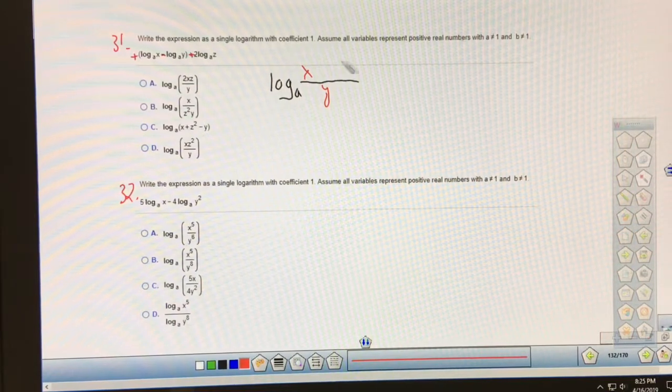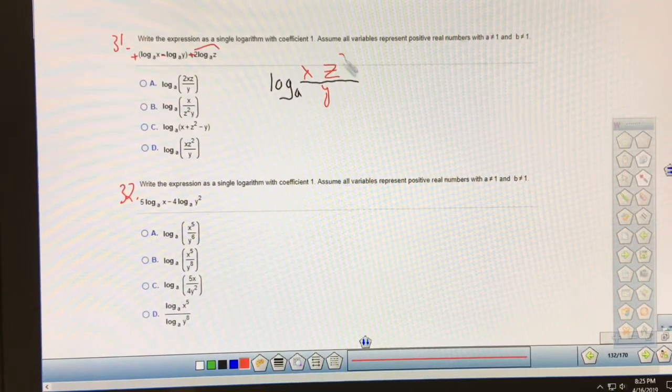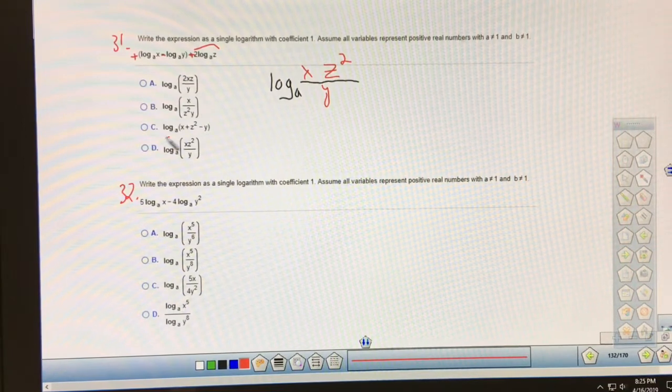The z has a plus 2 in front of it, so the z goes on top. But that 2 gets turned into an exponent. x z squared over y. Choice D.